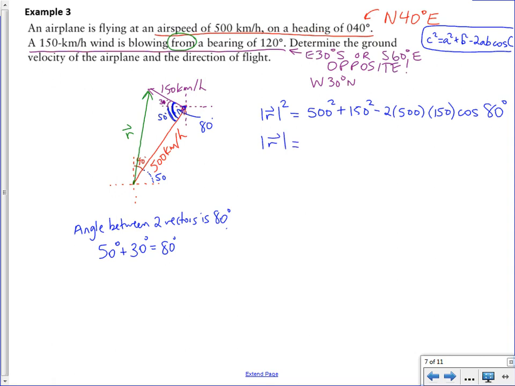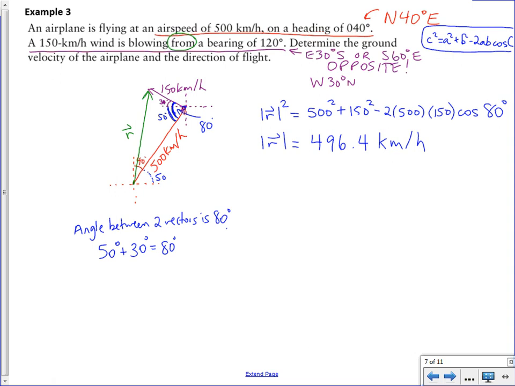Magnitude of R equals... I'm fine with you going type, square root, answer. I don't need to see like 10 lines here of you simplifying this, right? So 500 squared plus 150 squared minus 2 times 500 times 150 cosine 80, equals square root answer. I just got 496.4 kilometers per hour. Does that seem reasonable?